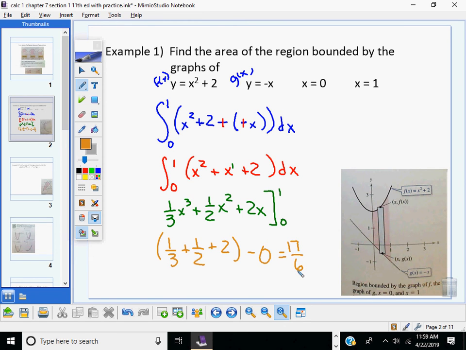Remember, it's the top minus the bottom on the integral, and it's also the top curve minus the bottom curve. So the area between those two curves would be equal to 17/6.